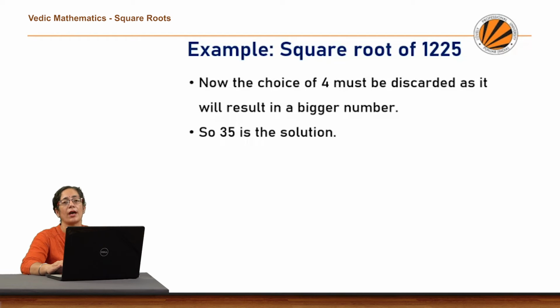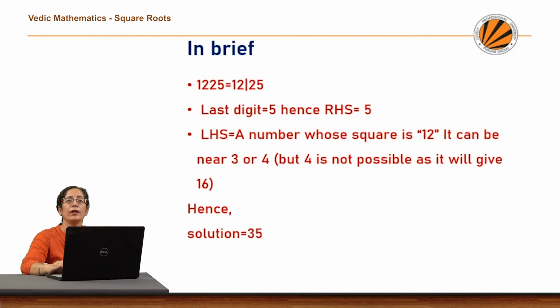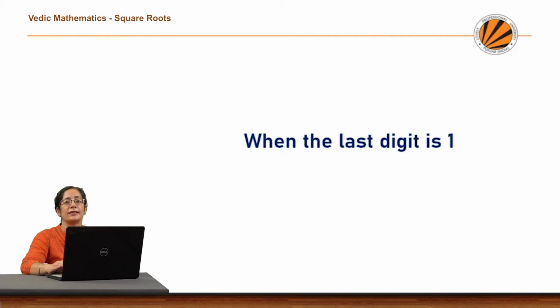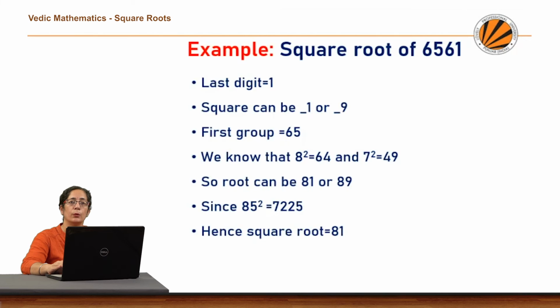Right? So it is a method of finding the square root of a number without any calculation. Calculation is there, but it is minimal. In brief, we have taken 1 to 2, 5, 1 to 12 as the first part, and 25 is the last part. Since the last digit is 5, hence the RHS is 5. The LHS is a number whose square is 12, so it can be taken as 3 or 4, but 4 is not possible, as 4 square is 16, so obviously it is not possible. Hence the solution is 35.